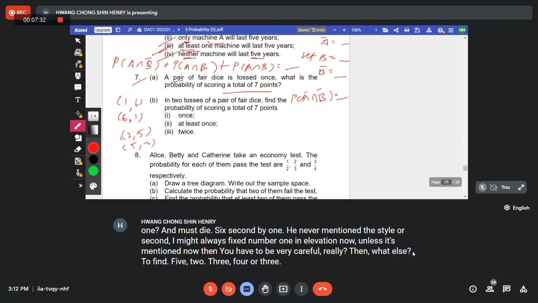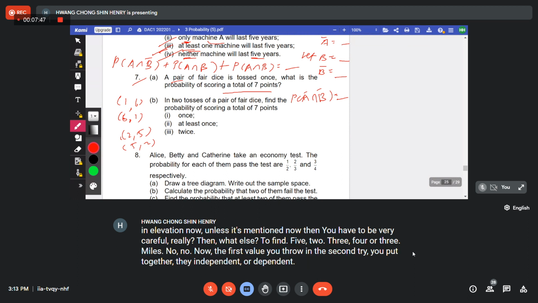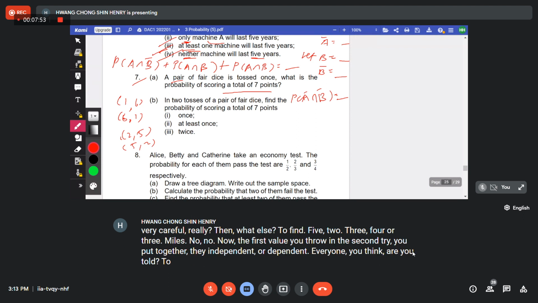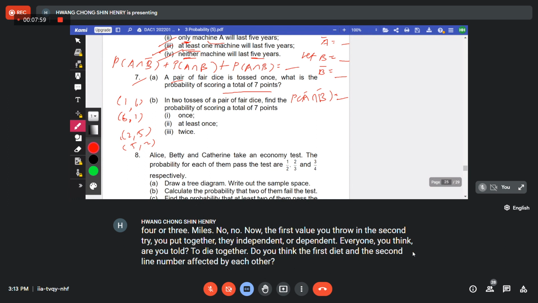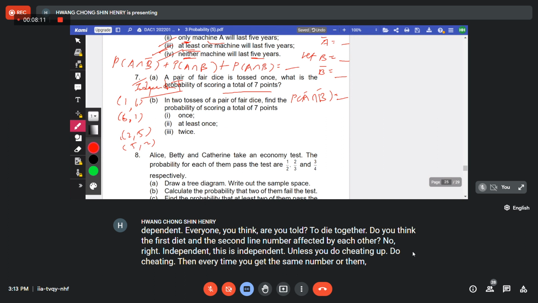What else? No more. So you go and find it out. Now, the first die you throw and the second die you throw together, are they independent or dependent? Do you think the first die and the second die numbers are affected by each other? No, right? Independent. Unless you do cheating. If you cheat and every time you get the same number, then that's dependent.